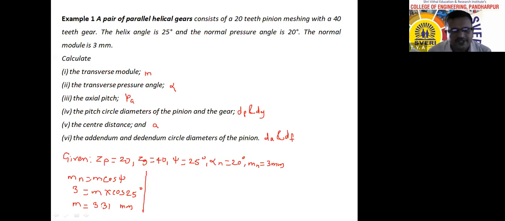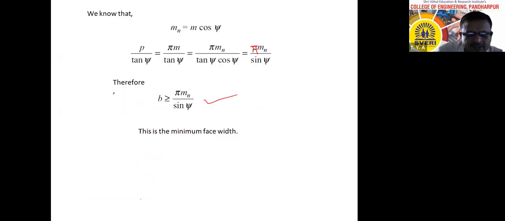Now, next is which value they have told us to calculate? Transverse pressure angle. Now, what is the relation between alpha and alpha n?